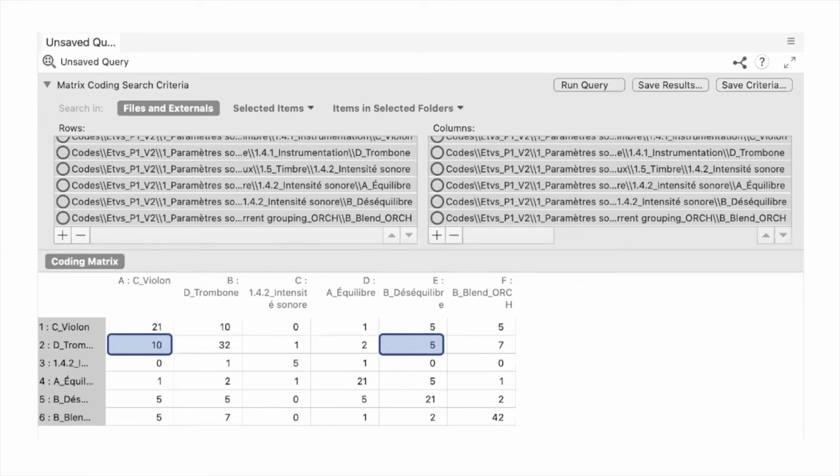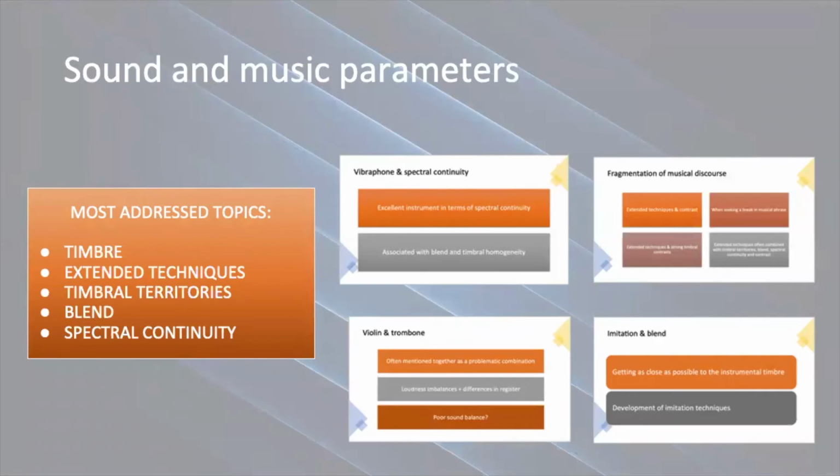This tells us that many mention these two topics simultaneously and that there is probably something to look for in these associations. While a thorough analysis of the data has yet to be done, here are some of the most significant data that emerge from this main category at the moment. First of all, the most frequently addressed themes by composers and performers are timbre, extended techniques, timbral territories, blend, and spectral continuity. In the following slides, I will present the results of 4 different matrix coding queries in NVivo related to the sound and music parameters.